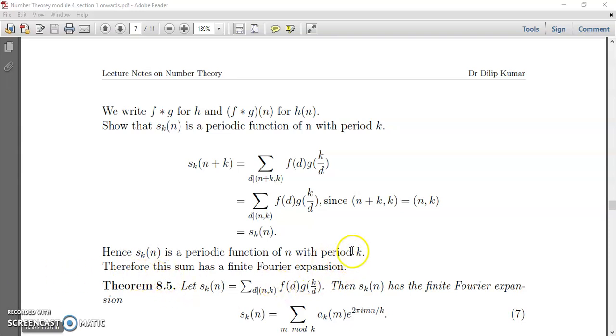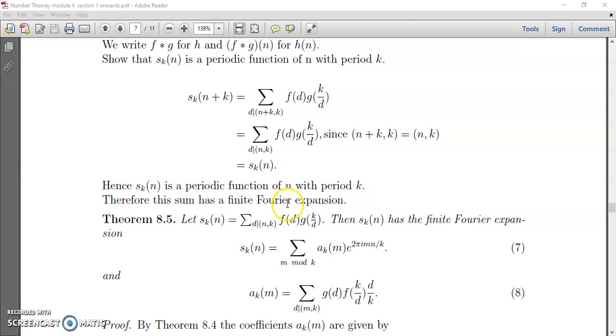Therefore, this function obviously has a finite Fourier expansion. Now let us see what the finite Fourier expansion for this is in our next theorem. Let s_k(n) equal sigma d divides (n, k) f(d) g(k/d). Then s_k(n) has a finite Fourier expansion.